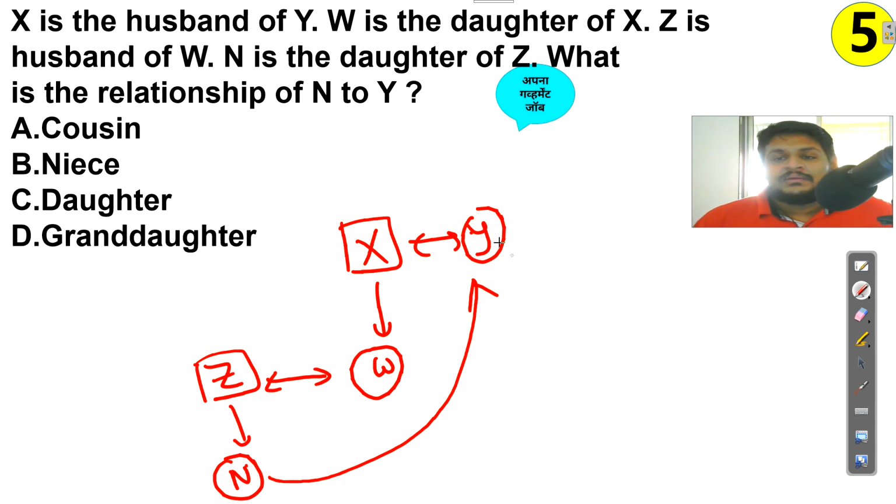Okay, so see here. Son X has sisters, X has this daughter. Okay, W is the daughter of this couple, and daughter's N is the daughter. So daughter's daughter means N is the granddaughter of Y. Okay, simple.